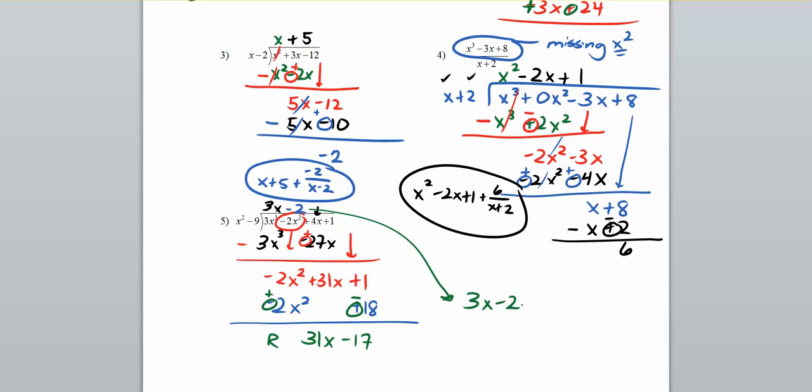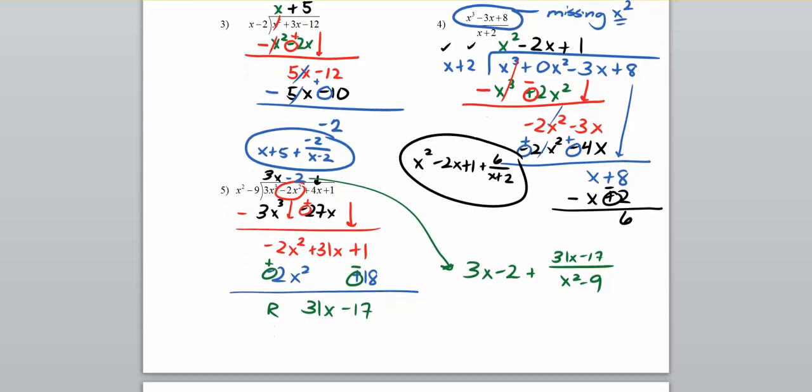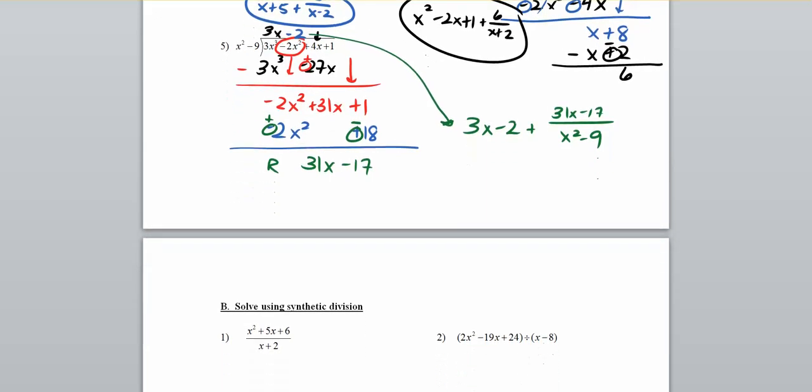Okay, 3x minus 2 plus 31x minus 17 all over x squared minus 9. So that's how we kind of want to write our big boy answer. All right, so that's long division. What's nice about long division is you can do any polynomial division with long division. Now there is a shortcut we're going to do next, but there are limitations to that shortcut. So long division is the best thing to divide polynomials because it will work for anything you do.